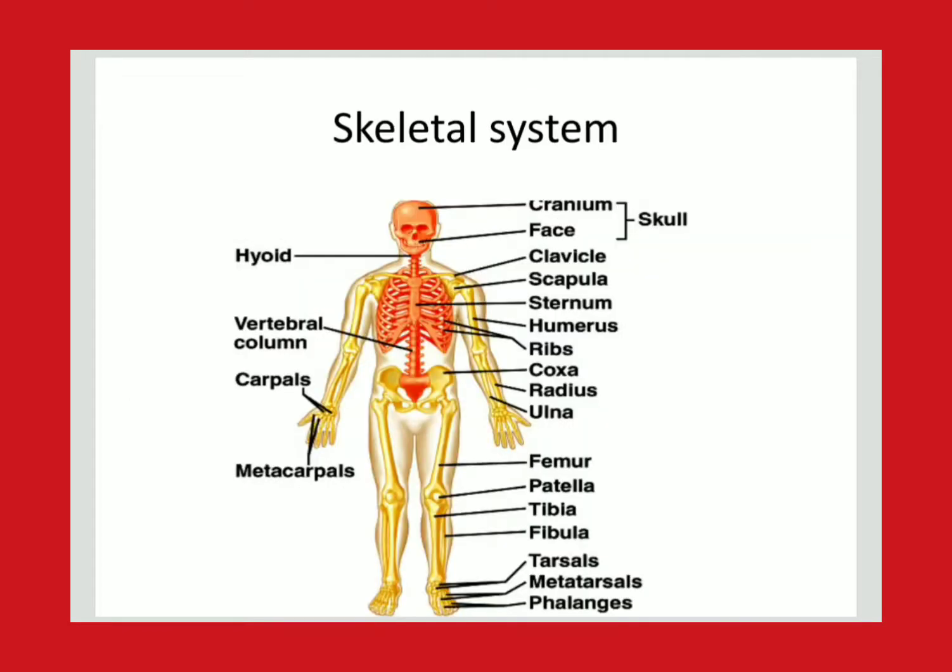So you can see the complete skeletal system: the cranium, that is the skull and facial bones, and later the pelvic and pectoral girdles with the hyoid bone, clavicle, scapula, sternum, rib cage, vertebral column with the carpals and metacarpals, and in the lower limb region the tarsals, femur and patella. All these you can see in this diagram.